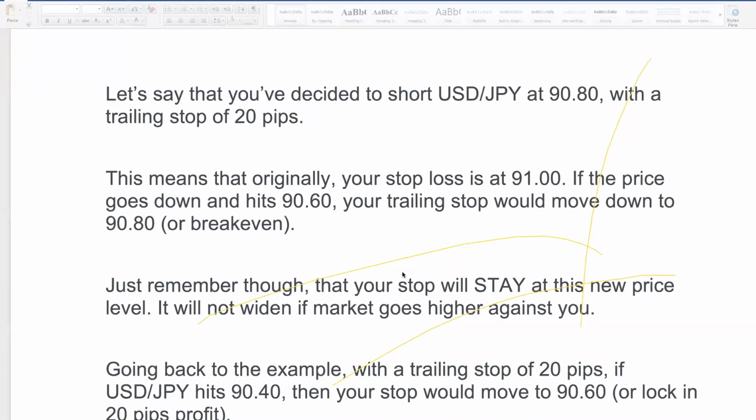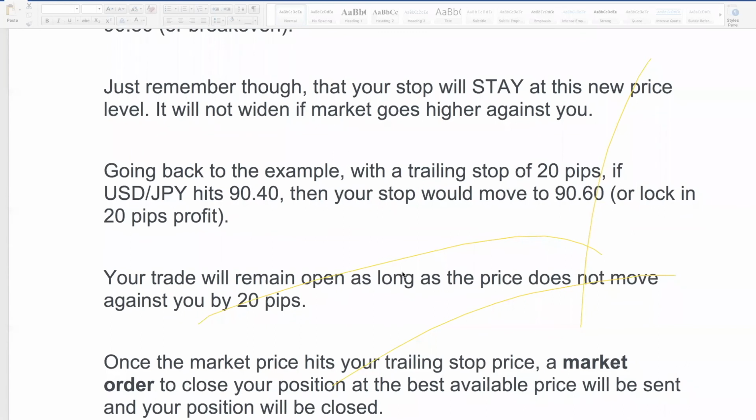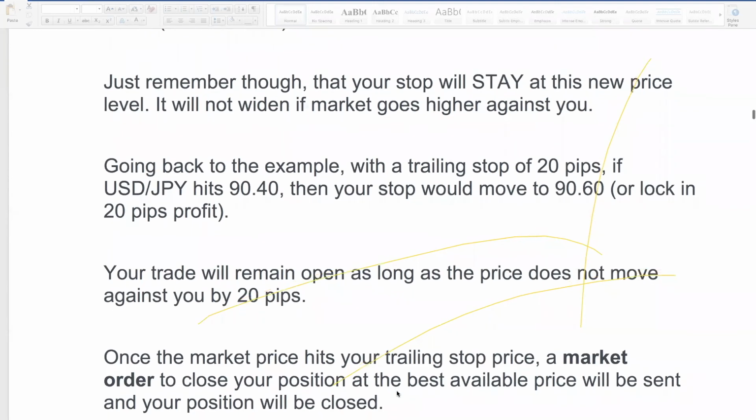Just remember though that the stop will stay at this new price level. It will not widen if the market goes higher against you. Going back to the same example, with the trailing stop of 20 pips, if USD JPY hits 90.40, then your stop loss would move to 90.60, or lock in 20 pips in profit. Your trade will remain open as long as the price does not move against you by 20 pips. Once the market hits your trailing stop price, a market order to close your position at the best available price will be set and your position will be closed.